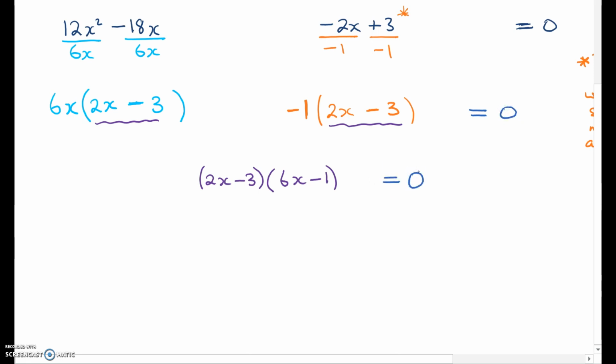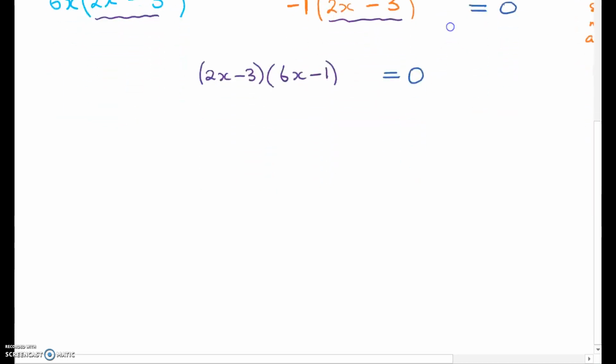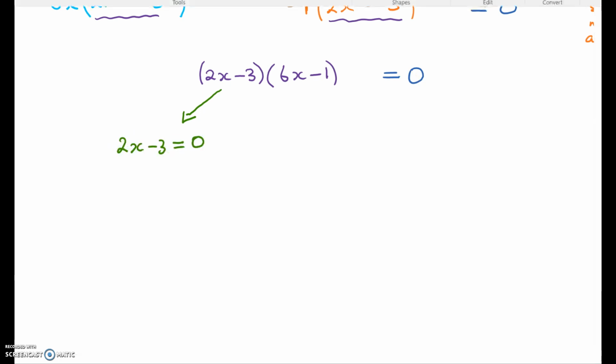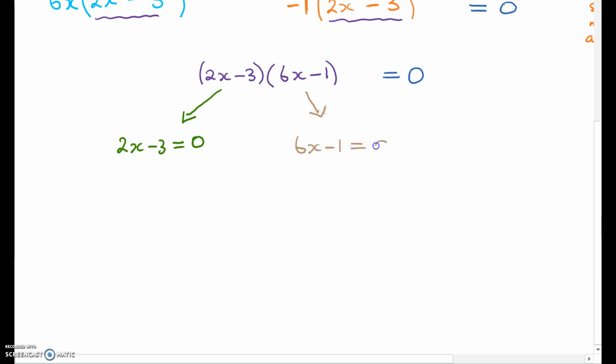Now we've seen this a lot of times before. What we'll do is we'll split this question up. So we'll have 2x minus 3, and as long as it's equal to 0 you can do this, but only when an expression is equal to 0. So you can take the first factor and say 2x minus 3 equals 0. You can take the second factor and say 6x minus 1 equals 0. So you put them both independently equal to 0.